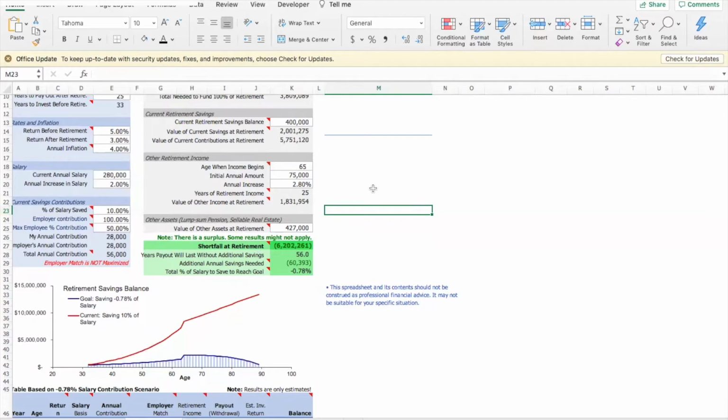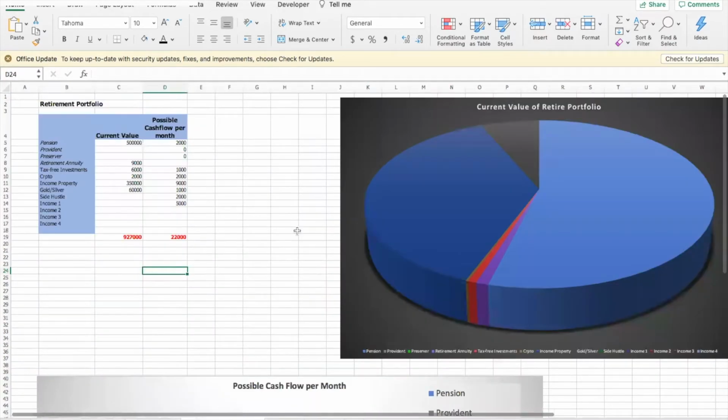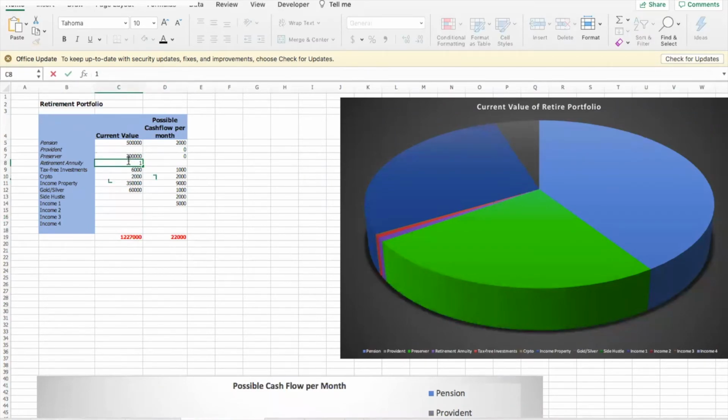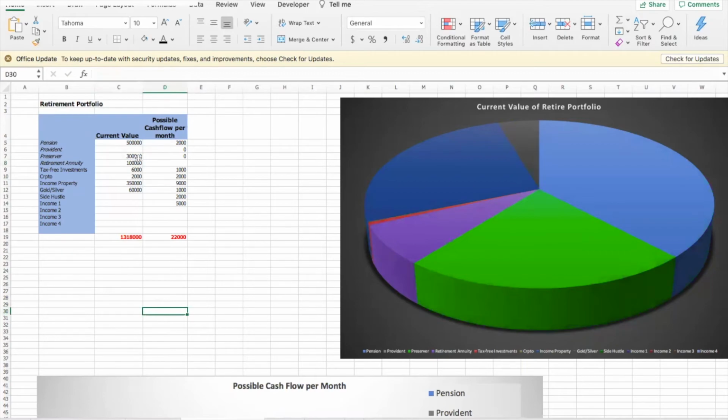Then we're going to move on to our retirement portfolio, and this is the various things that we want to see in our retirement. Okay, we want to have our regular pension or provident. If you have both, great. Hopefully, you've preserved some of your funds. You can put that here. Let's say you preserve 300,000. Let's say you have another 100,000 in a retirement annuity.